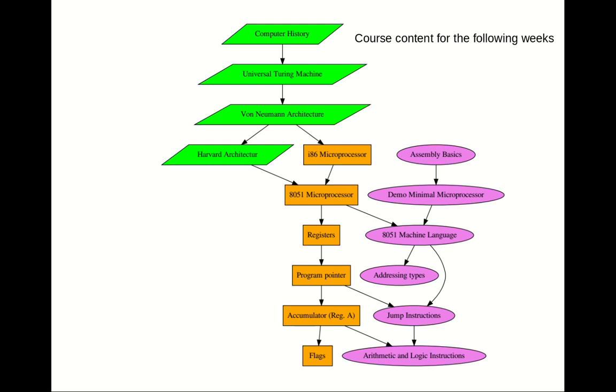And then finally we have the software aspects, programming aspects. We are going to learn about assembly basics, where I try to give a fundamental understanding of how machine code works with a demo minimal microprocessor. And then I will outline the 8051 machine language, and their different addressing types.